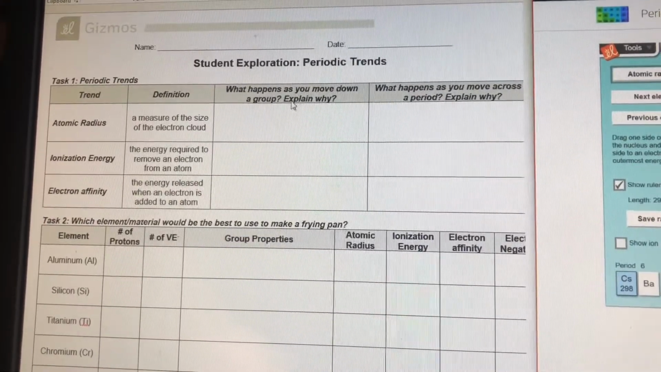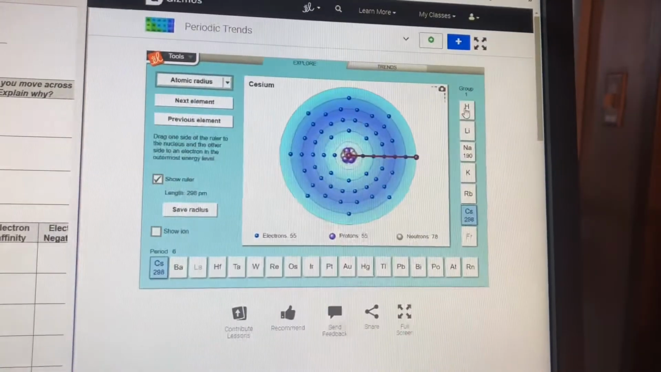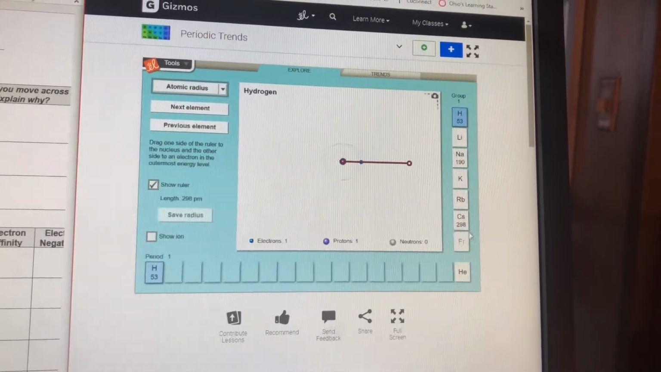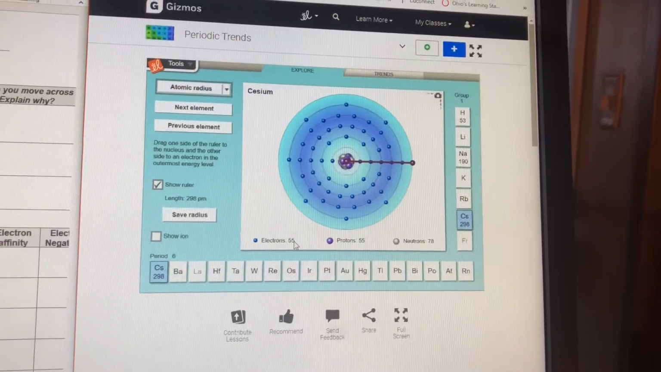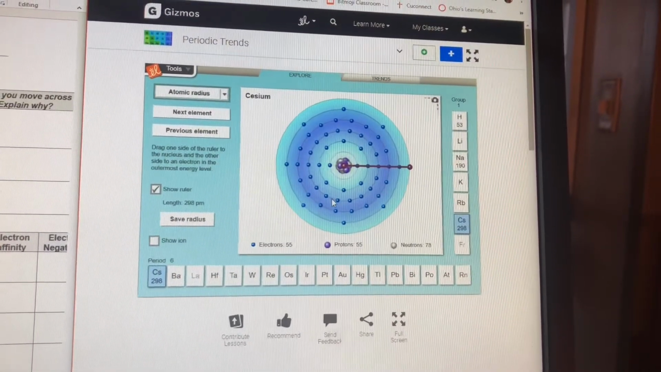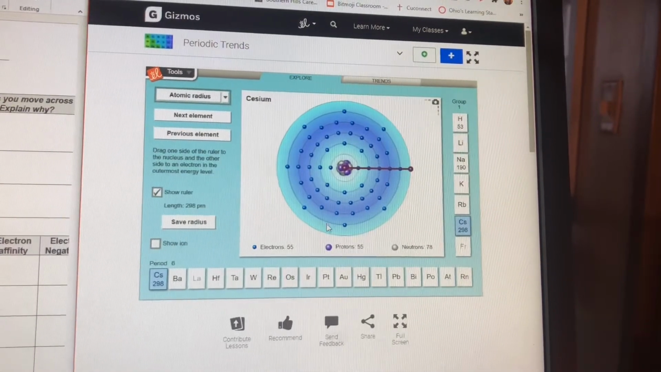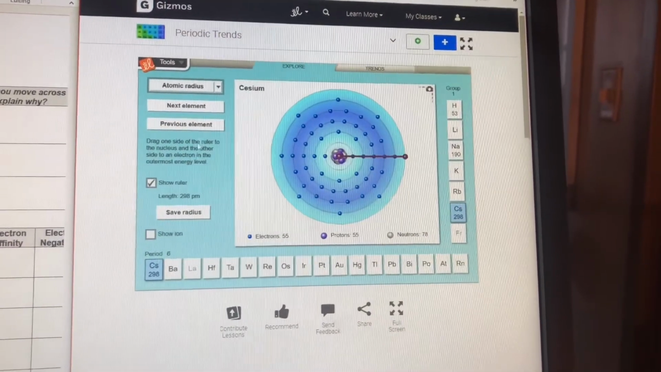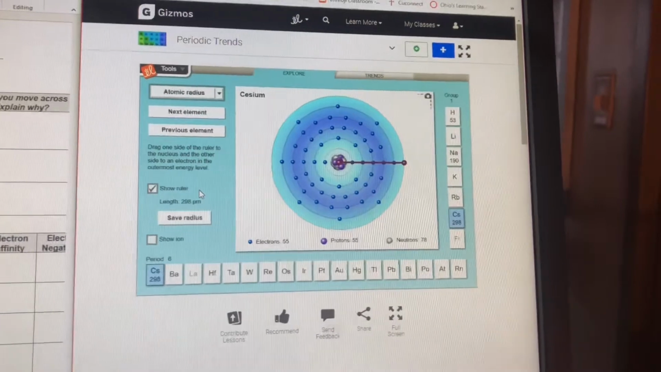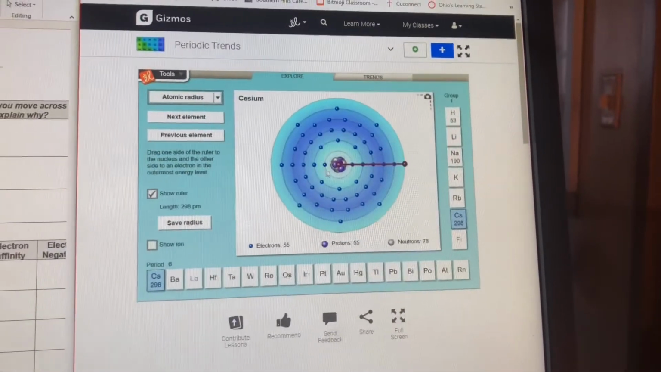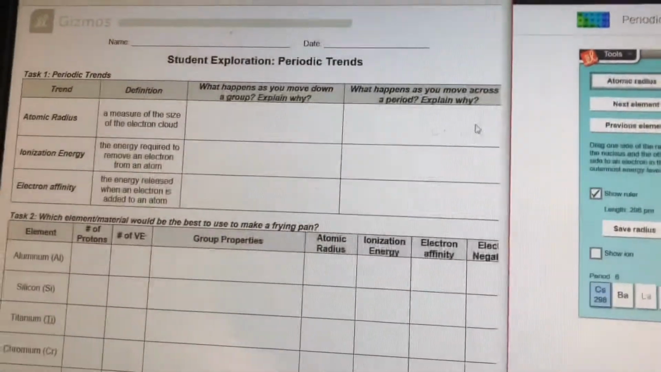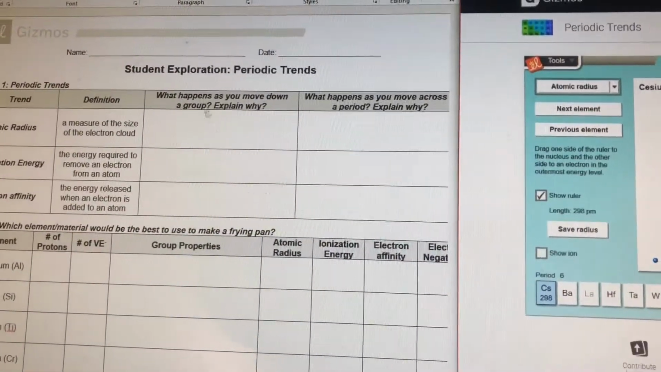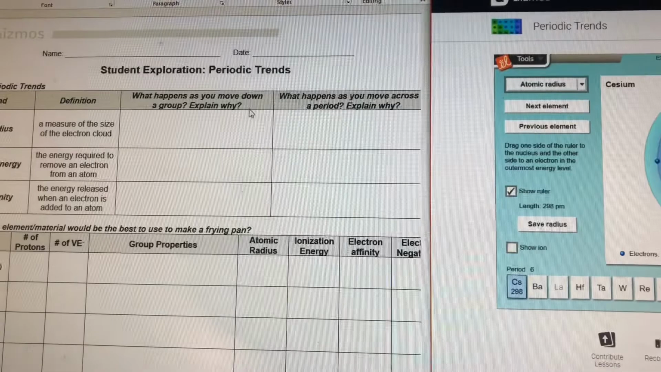As for why, don't forget to tell me why. Why is it increasing? Well, if you look, hydrogen has 1 electron, 1 orbital. Cesium has 55 electrons and 1, 2, 3, 4, 5 orbitals. 6 orbitals, sorry. 6 orbitals. If you have 55 electrons and 6 orbitals, you're going to have a bigger radius. You have to, or you wouldn't be able to hold them. So more electrons, more orbitals. That's why it's increasing. Okay?